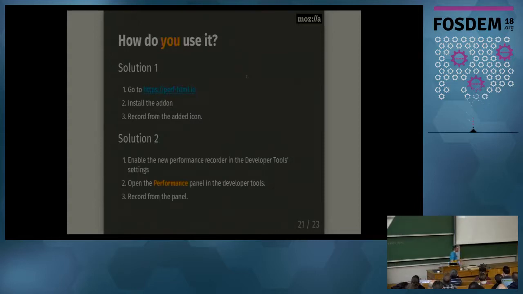So maybe now, because we're nearly at the end, how do you use it yourself? There are actually two solutions. The first solution is the most supported one, because that's the one we use the most at Mozilla. There is a website called perf-html.io, where you can install an add-on. From this add-on, you will have an icon. It's a web extension, right? And that's very important, it means that we have an API to control the Gecko profiler. You can make web extensions to control the Gecko profiler, actually. But that's an aside. So you can record and capture from this add-on.